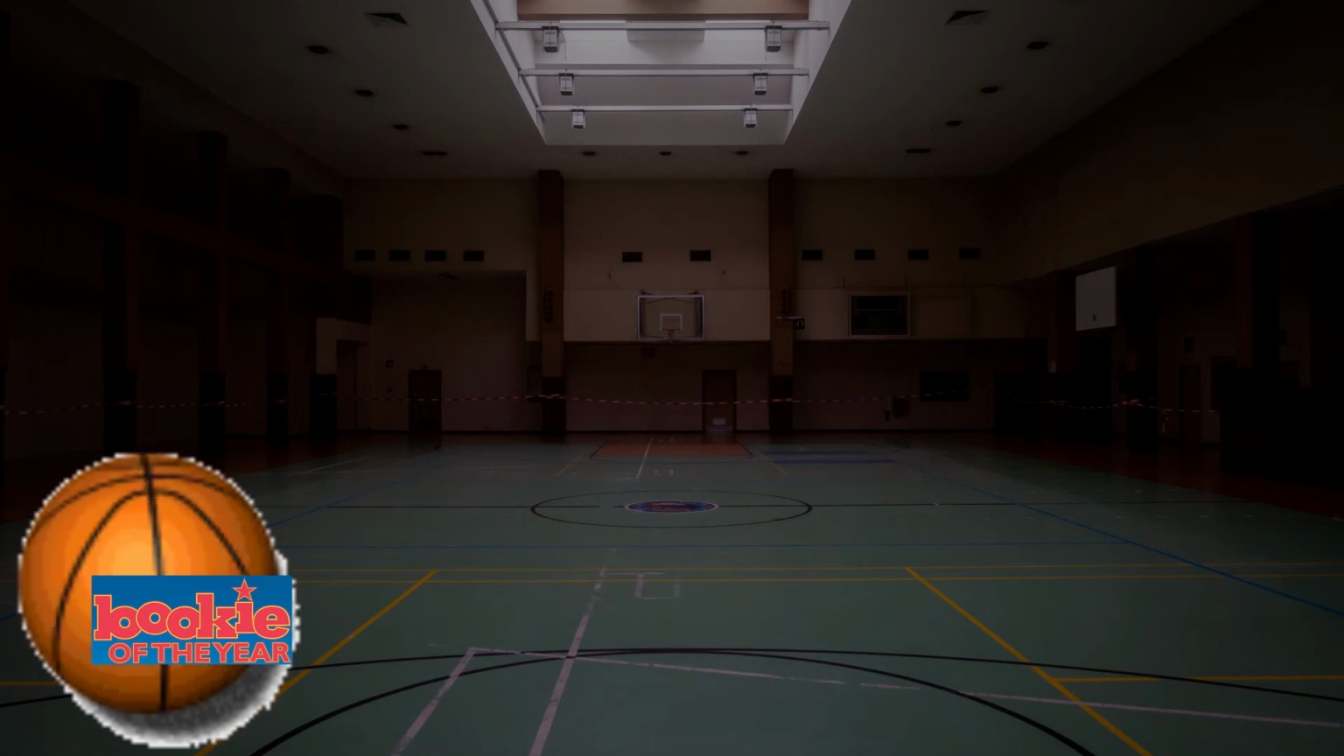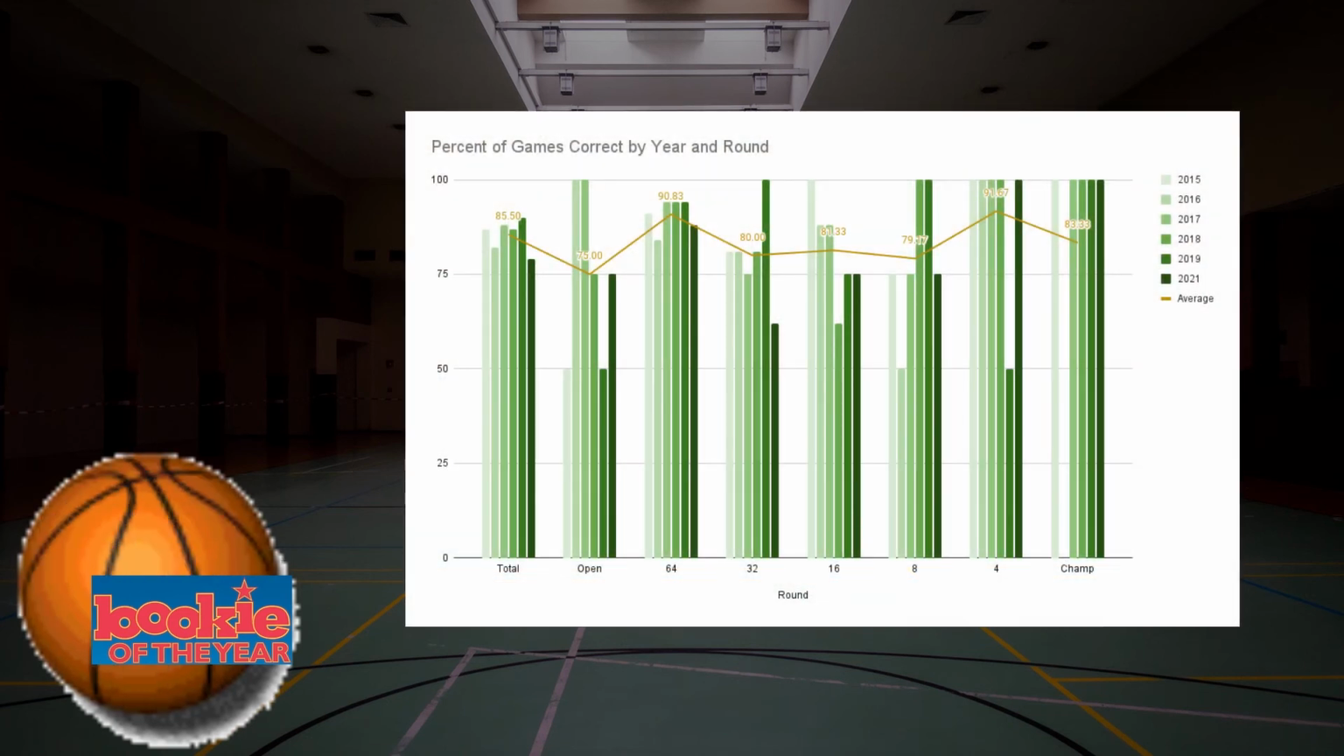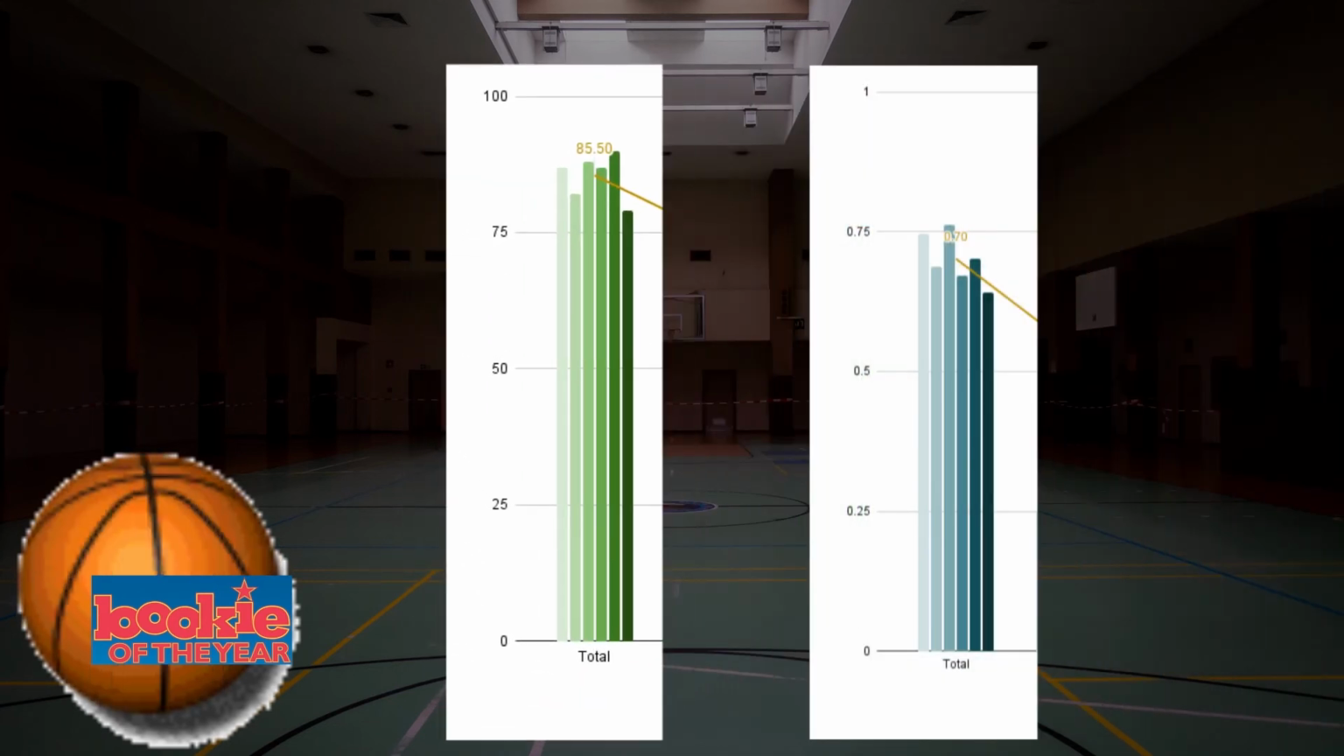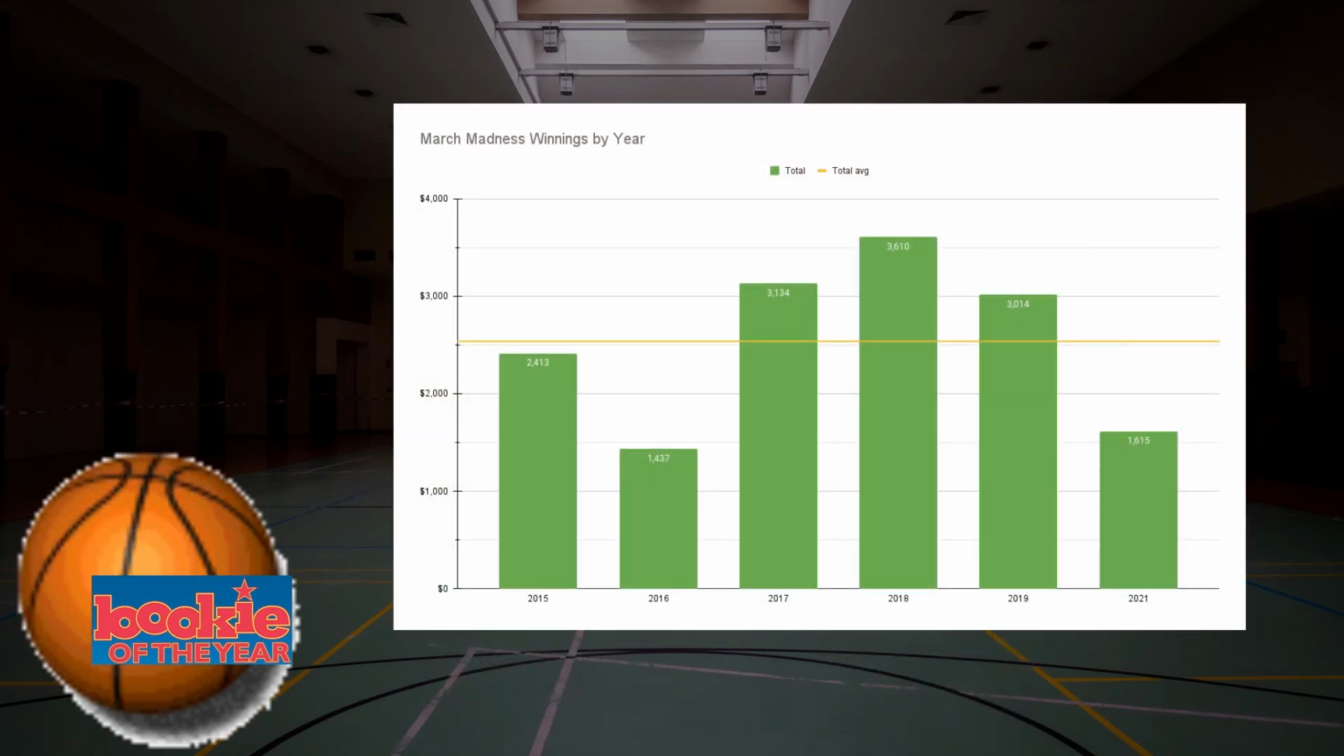From 2015 to 2021, this is what my system performance looked like on March Madness picks. As you can see, my system does a lot better than the simple system of just picking the favorite to win every game. When you put the charts side by side, the difference is staggering. My system outperforms by a whole 15% on average. And I know what you're thinking now. But Book, what difference does 15% accuracy make on the money you win on March Madness? Well, this is the difference it makes.